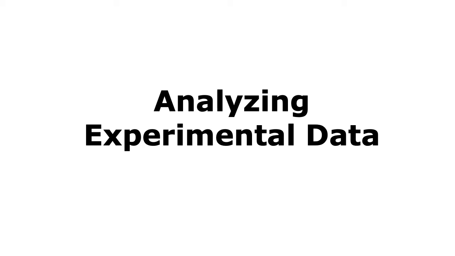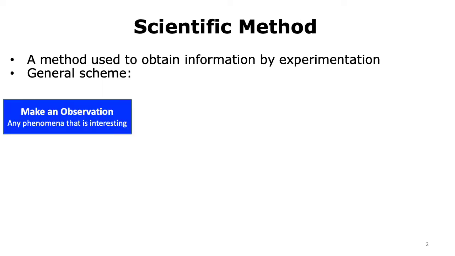In this talk, we're going to learn how to analyze experimental data. The scientific method is a method that's used to obtain information by experimentation. It is a very logical method with a stepwise scheme. So we normally begin by making an observation, which is based on any phenomenon that the scientist finds interesting.